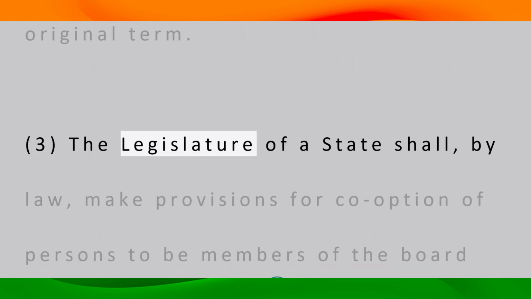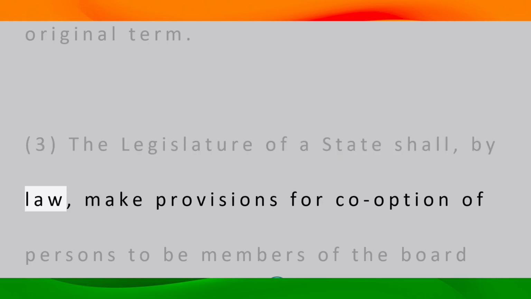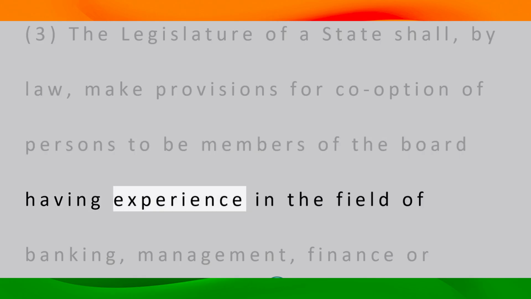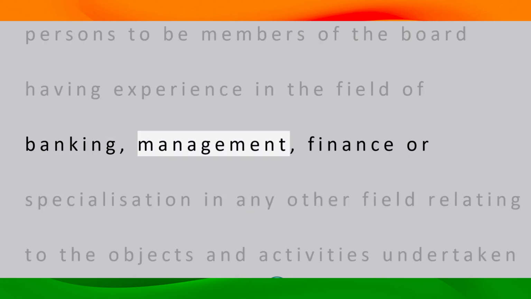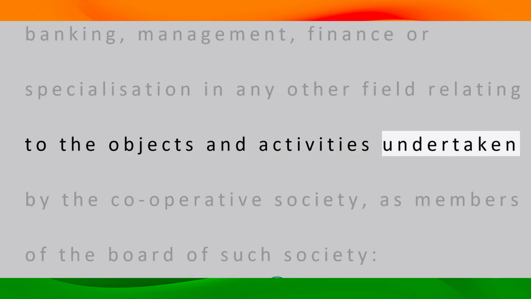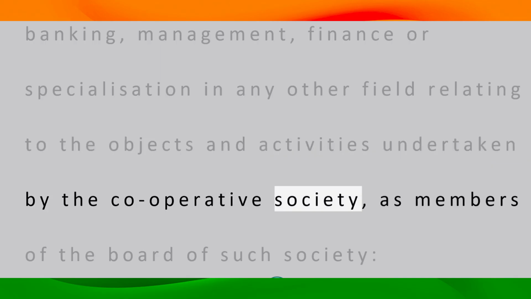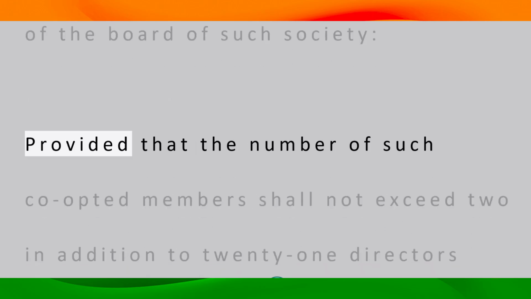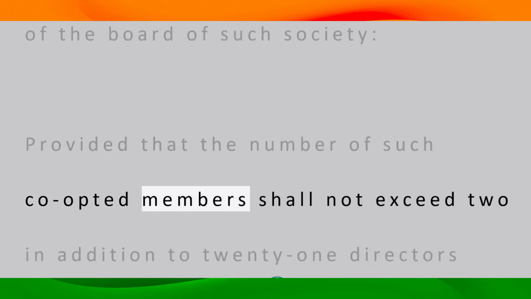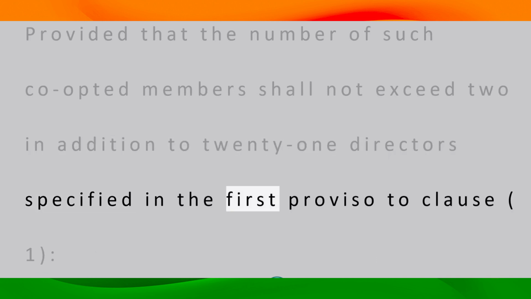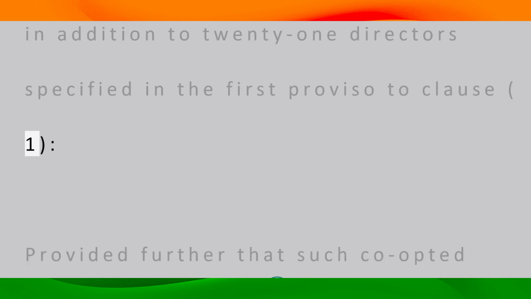3. The legislature of a state shall, by law, make provisions for co-option of persons to be members of the board having experience in the field of banking, management, finance, or specialization in any other field relating to the objects and activities undertaken by the cooperative society, as members of the board of such society. Provided that the number of such co-opted members shall not exceed 2 in addition to 21 directors specified in the first proviso to clause 1.